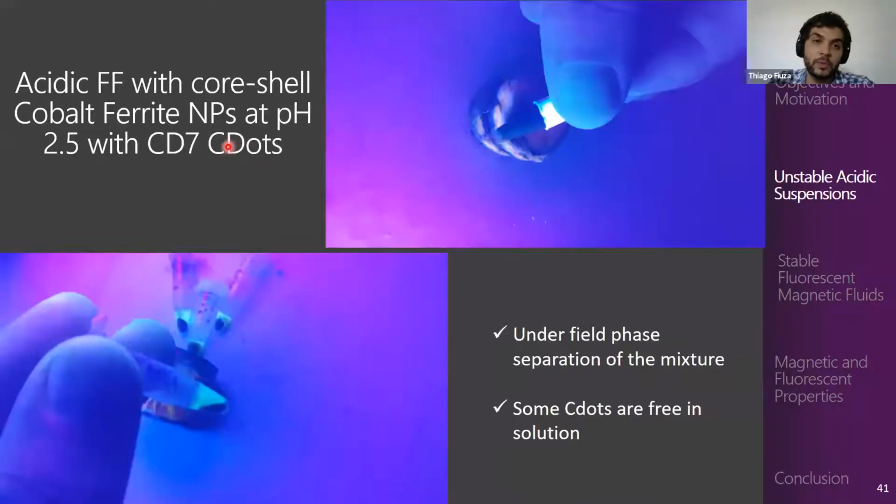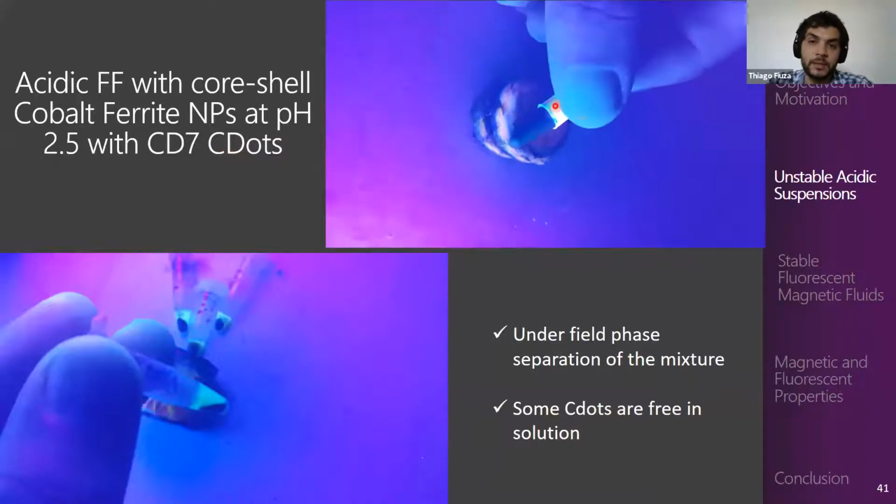Here we use an acidic ferrofluid with core-shell nanoparticles, which have a shell of magnetite and a core of cobalt ferrite. We use cobalt ferrite here because the magnetization is way higher, and then we can have a more significant magnetic effect.